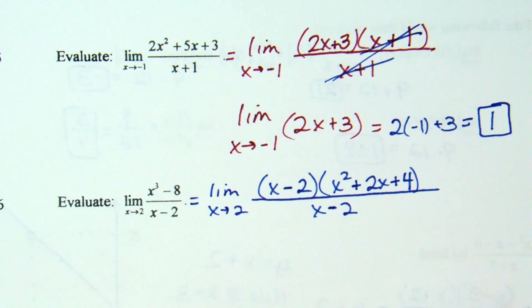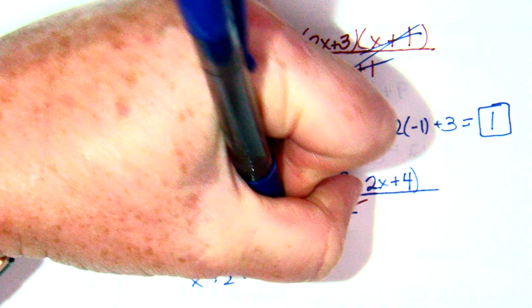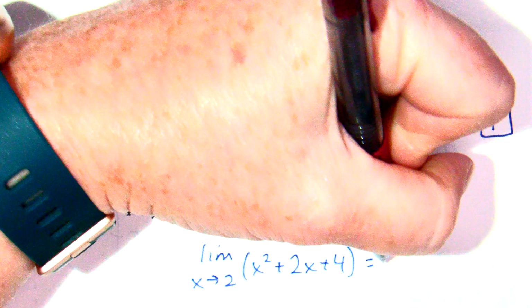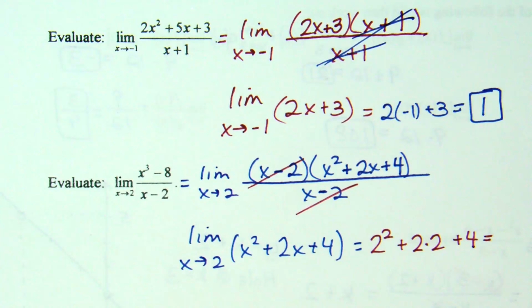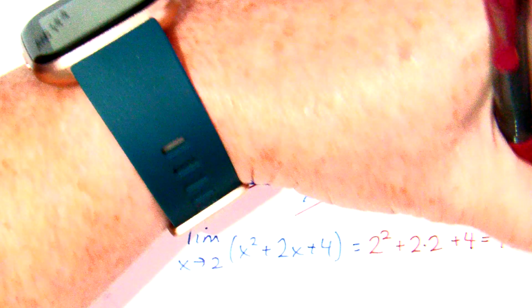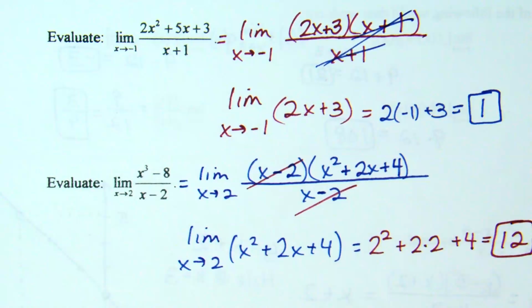I don't think I need to tell you guys. You see where you're going from here, don't you? Yeah. X minus 2's cancel. The limit as x approaches 2 of x squared plus 2x plus 4. Now we can plug our 2 in. 2 squared plus 2 times 2 plus 4 is 12. Period. 2 squared, so 4 plus 4 plus 4.